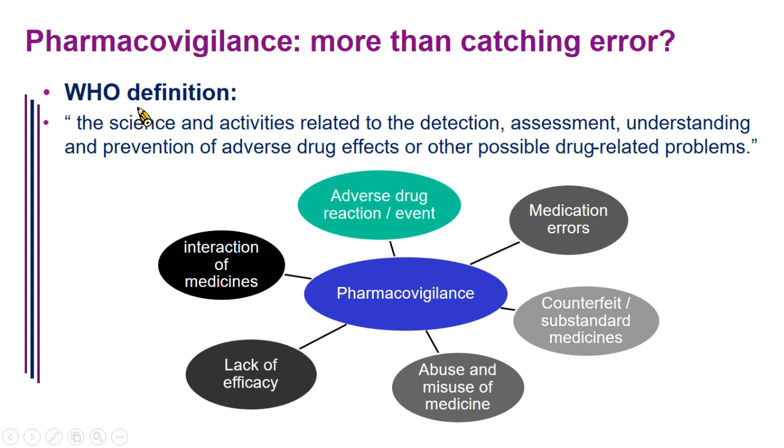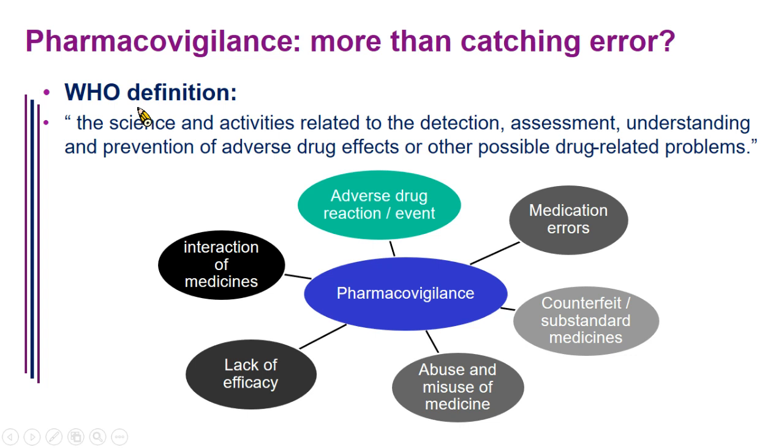So is it a true saying that a pharmacovigilance study is more than just catching errors? By the WHO definition that we can see here, pharmacovigilance is defined as the science and activities related to the detection, assessment, understanding, and prevention of ADR, which in turn means adverse drug effects or reactions or other possible drug-related problems. So again, it is not only limited to a safety issue.